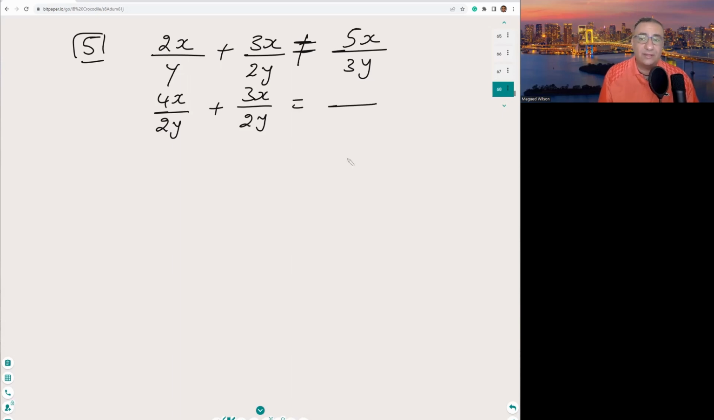So then you have the common denominator, so you can just add the tops. You can add just the numerators. So 4x plus 3x is just 7x. So the answer is 7x over 2y. Okay, so remember that.